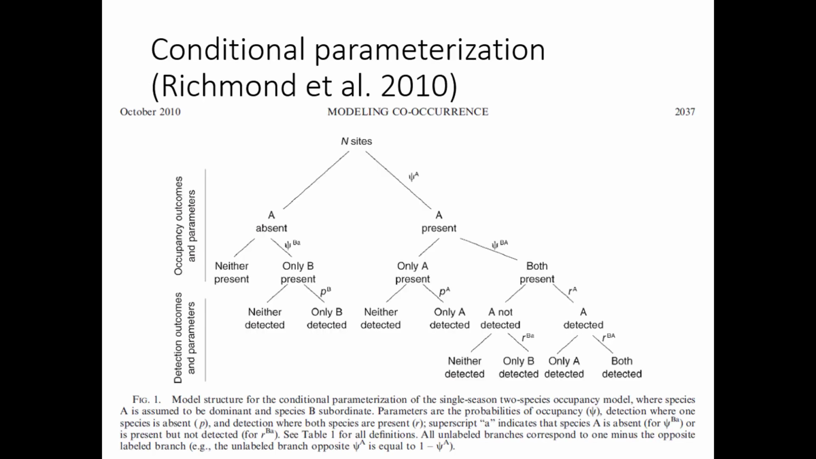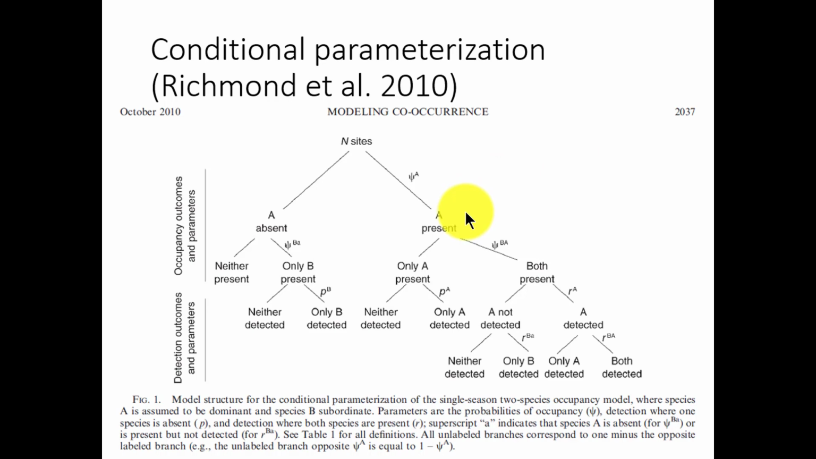Now let's go over a parameterization that estimates the occupancy of a subordinate species conditional on the presence of a dominant species. This model overcomes the convergence problems when covariates are used with the log-link to model the species interaction factors.